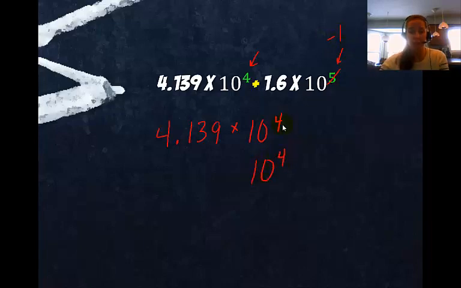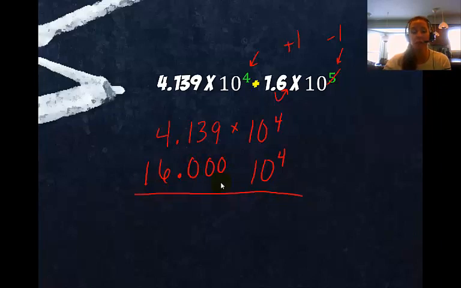Yay, matching labels, right? So if I do that, I've got to add 1 spot of power to get that 1.6 to kind of be balanced out. Well, 1 spot of power makes it 16, right? 16.000 if you want to line up your decimals. Now we're able to add them up. 20.139 times 10 to the 4th, because our labels matched.